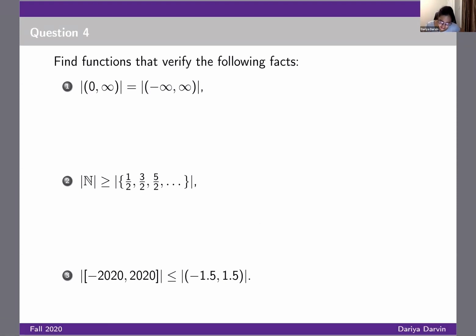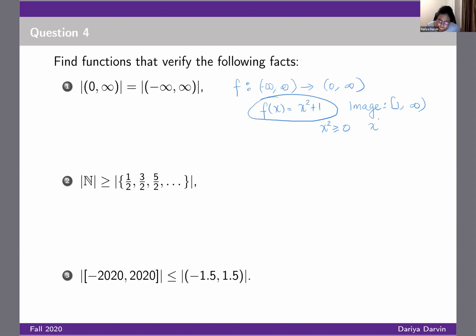Okay, so basically I was saying, let's find f from 0 to infinity, and f of x equals x squared plus 1. But the point is, if this is true, this function's image is actually 1 to infinity. And you can think why: because x squared is bigger than or equal to 0, so x squared plus 1 will be bigger than or equal to 1. So the image and the codomain are not equal. So this is not a bijection.